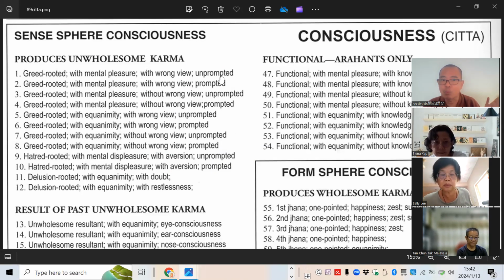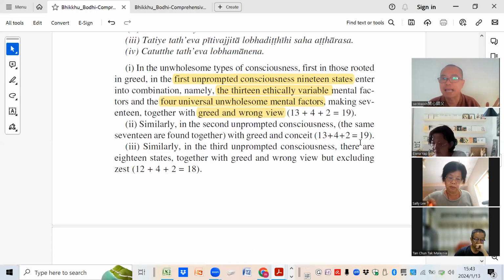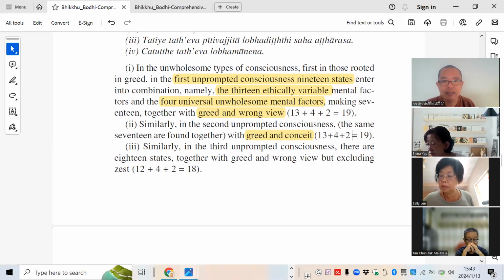So we go first, number 1 unprompted. We get the calculation 19. Then the third one is still 19 unprompted. Okay, so we continue here. You still get the 19. Why is it 19? Let's take a look. Greed and wrong will, but here it is greed and conceit. So 19 is the same, but just the quality is different. Number 1 is the wrong will, but the second unprompted is the conceit.